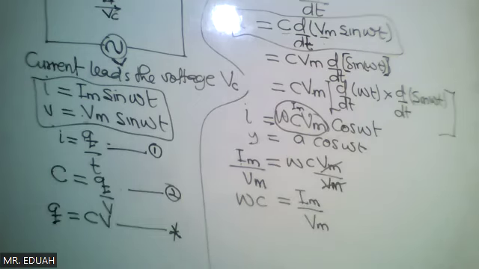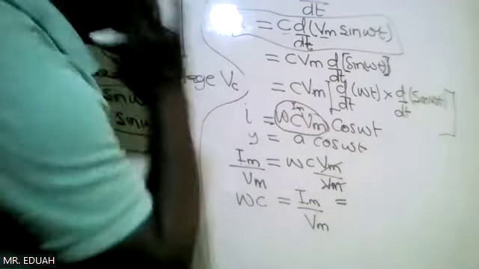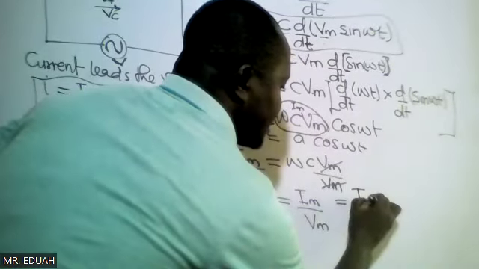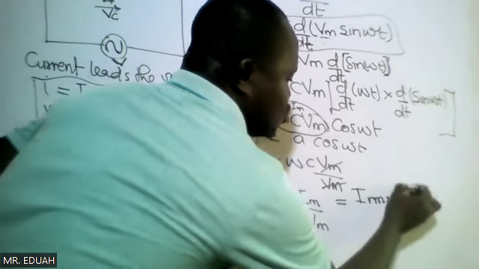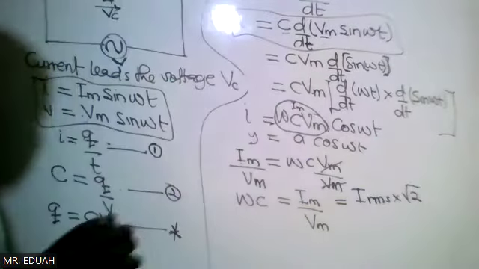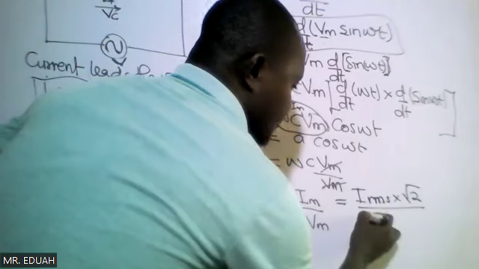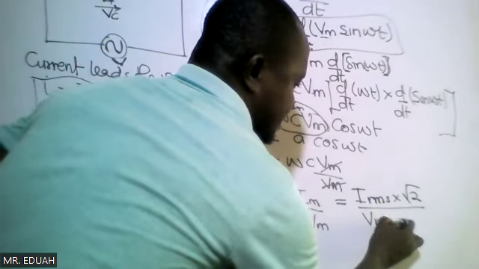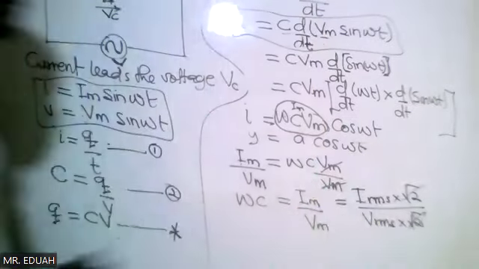Yes, please. I had omega C is equal to I over Im over Vm in RMS. So this will be I RMS times root 2. Then the denominator would also be V RMS times root 2. And at the end of it, the root 2's will cancel off.